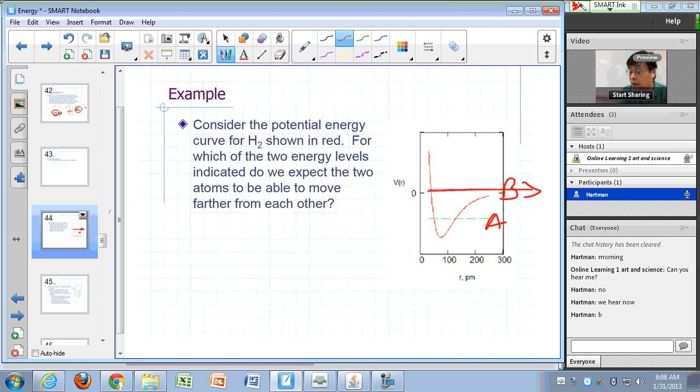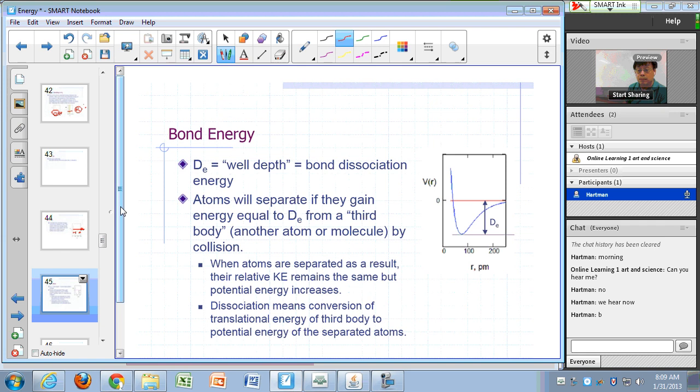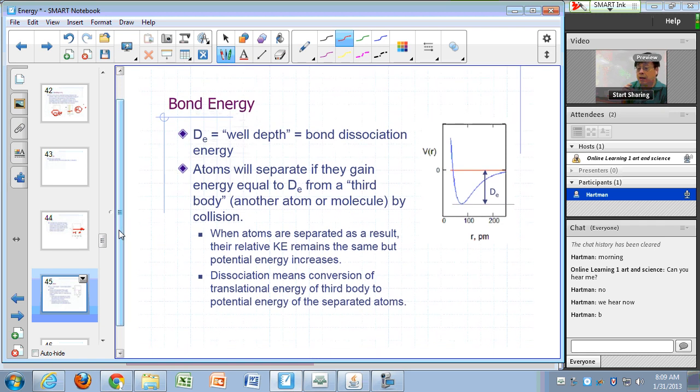So at level A, they're going to get stuck between this distance and that distance. So they'll be vibrating between this distance and that distance right here. So we say at level A, when the energy is just given by A, they have a bond between them. They're trapped in a potential well. And like I said earlier, the depth of your potential well is called the dissociation energy, or the bond dissociation energy. That's the epsilon that you saw in the simulation.